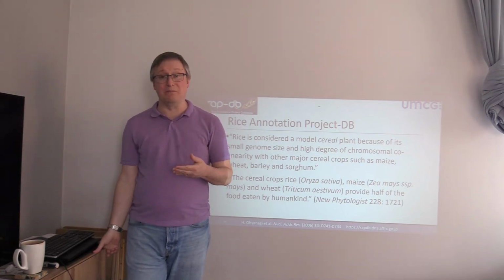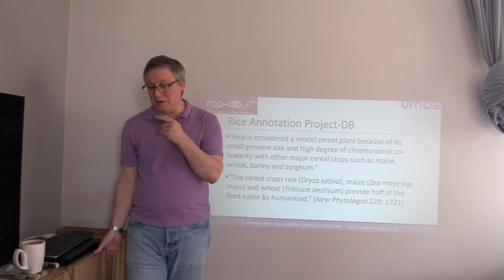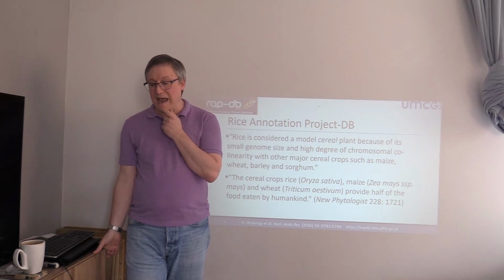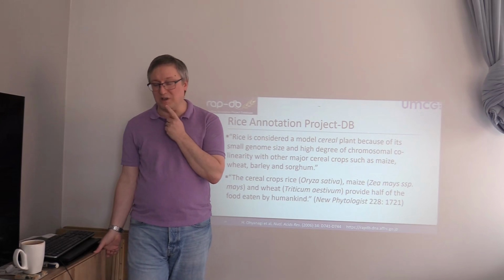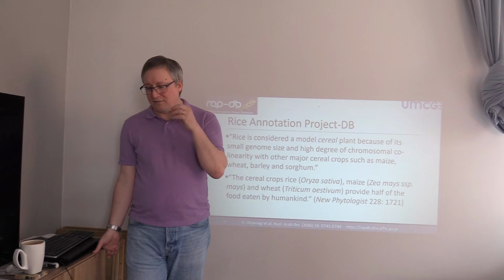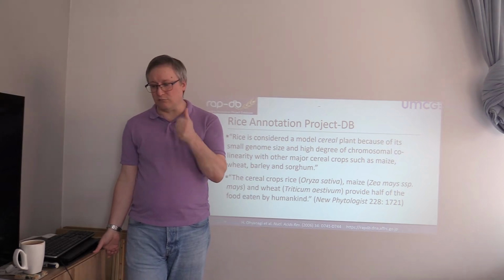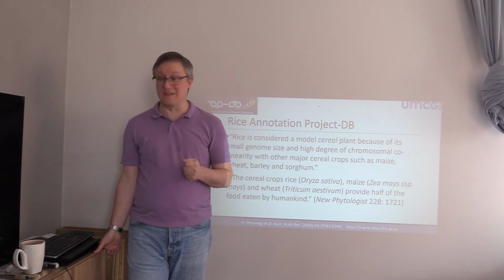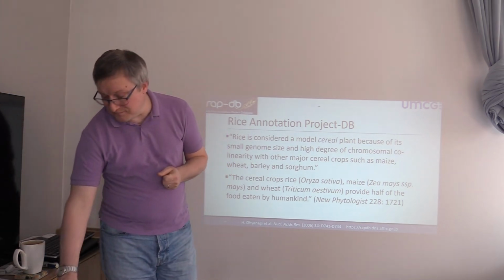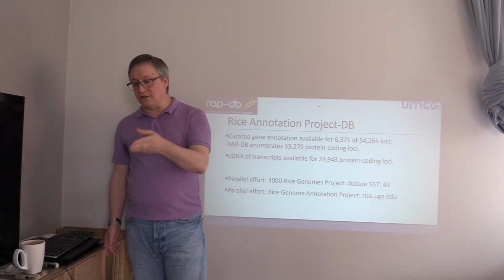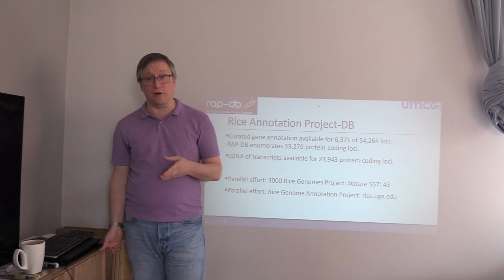And why do we care about plant biotechnology? This bottom quote is a fairly good one to start with. The cereal crops, rice, maize, and wheat, provide half of the food eaten by humankind. Here I believe they're quantifying on calories, basically. So of all the calories humans eat, rice, maize, and wheat are probably producing about half of them. That's a really stunning number to think about. So we obviously do care about cereal grains, and the Rice Annotation Project has a lot to offer here.